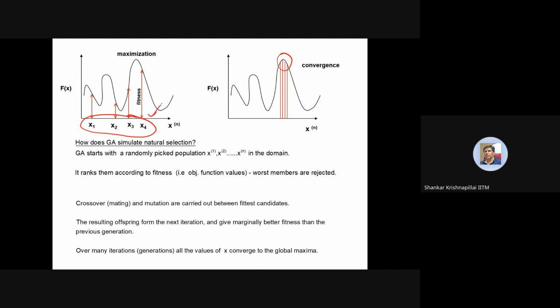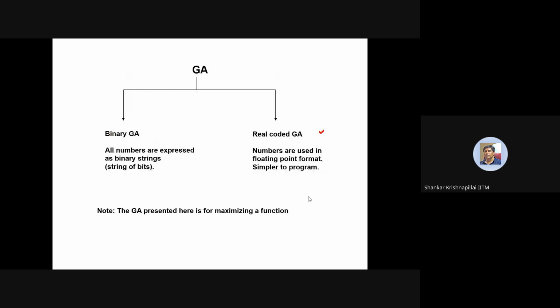Actually, 4 members of a random population is not enough. You must have at least 50 or 100. Then you must rank them. You have to reject the worst 50%, and from the best 50% you produce the offspring to fill the next generation. So it will go on like that. Over many iterations or generations, all the values of x will converge to the global maximum. So this is, in a nutshell, how the genetic algorithm works.